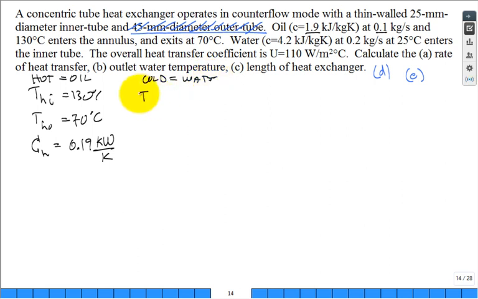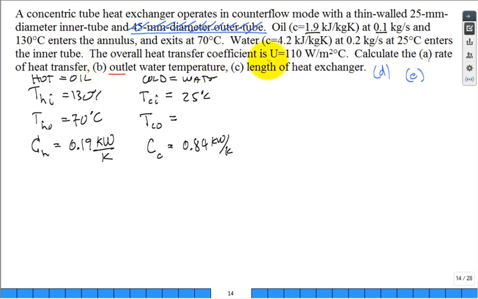And we say the temperature of the cold in is 25 degrees C. The heat capacity rate of the cold is the product of 0.2 and 4.2, 0.84 kilowatts per Kelvin. What's the temperature of the cold out? That's the question, part B, outlet water temperature. That's for part B, so it's not given.